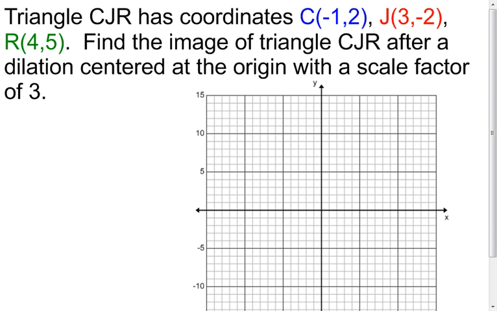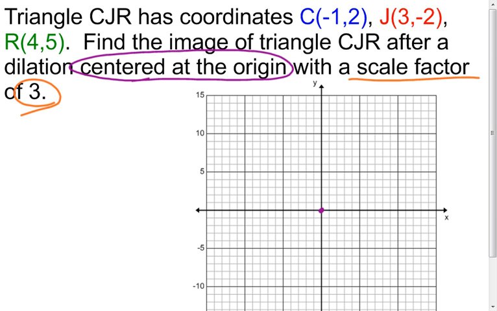And I have a triangle, and I give you the coordinates of the triangle, and I want to find the image of this triangle after a dilation that's centered at the origin. So I'm going to focus on that: centered at the origin, which would be right here, and the scale factor is 3. Now notice it's a positive scale factor, so my images are going to be on the same side of the origin as the pre-image.